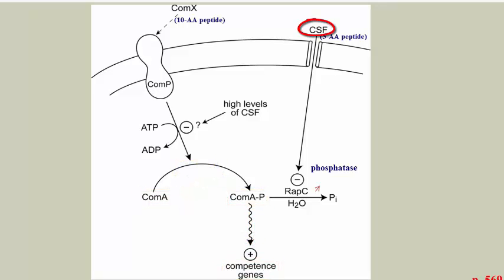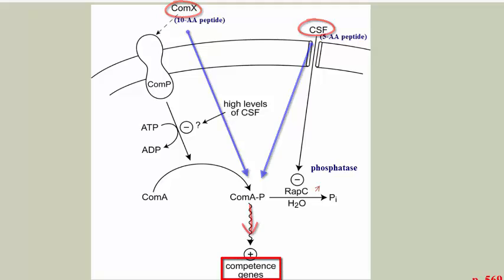CSF, the other oligopeptide pheromone, also accumulates in the medium as Bacillus subtilis grows to a high density. CSF enters the cell via an oligopeptide permease and inhibits RapC, a phosphatase that dephosphorylates ComA-P. Thus, both COMX and CSF increase the amount of ComA-P, or phosphorylated ComA, which stimulates expression of competence genes.